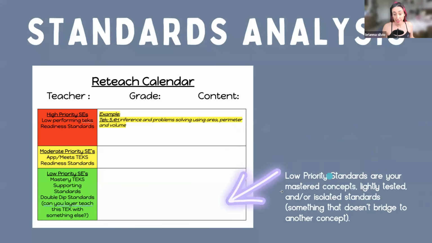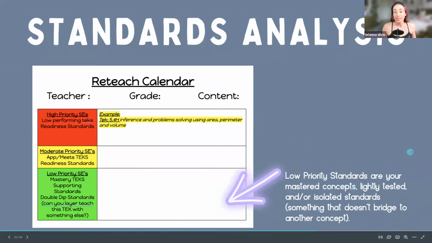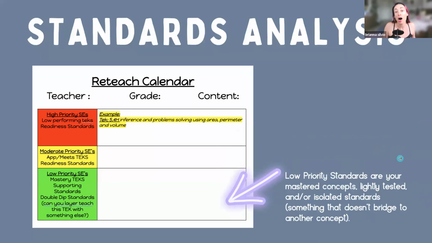And low priority SEs are your mastered concepts, lightly tested and or isolated standards. Something that doesn't bridge to another concept. I'm a 5th grade math teacher, so I constantly think of this TEK called 5.3D, which is literally a base 10 block and it's a decimal times a decimal. They have to visually be able to represent like 6/10 times 4/10. And it'll be 4 quadrants, it'll be 4 base 10 flats, and they literally just have to know what it looks like. They actually don't even have to solve anything. That's a low priority SE.